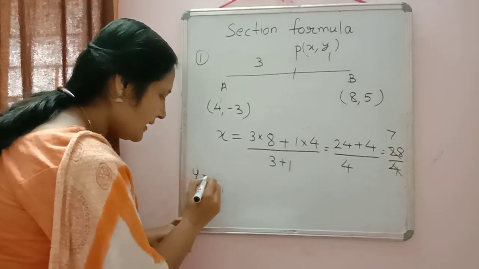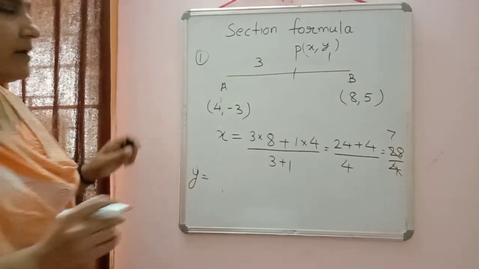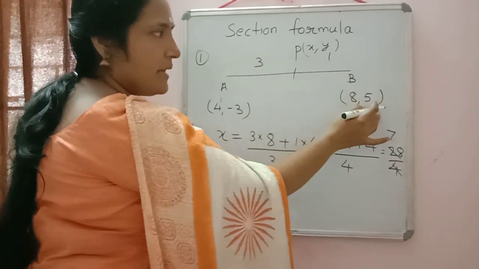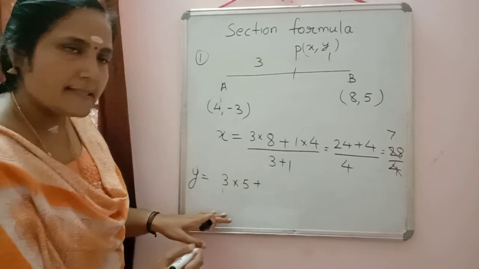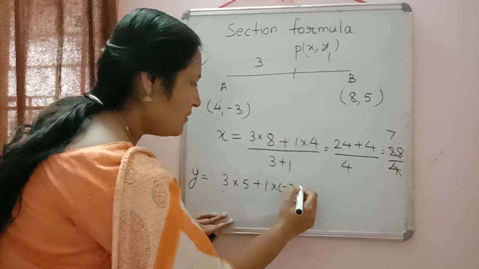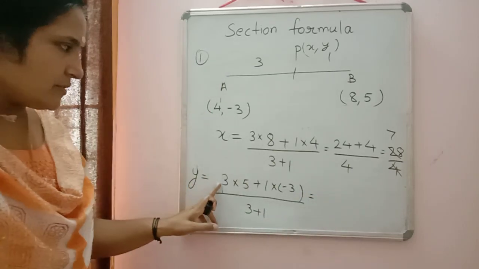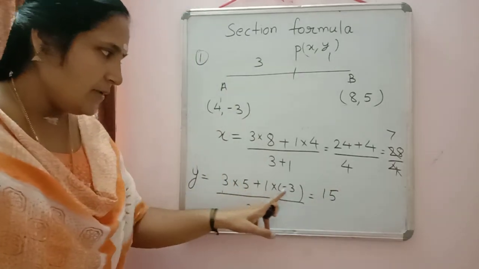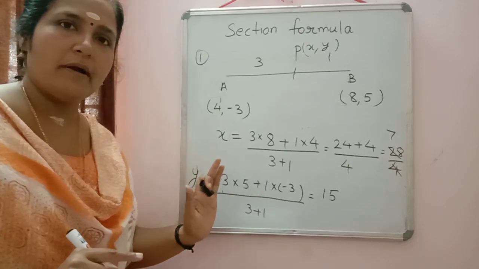Similarly, we will check what will be the y coordinate of the point P. For the y coordinate, again we will multiply the opposite y coordinates. 3 will be multiplied by 5. So it will be equal to 3 into 5 plus 1 into minus 3, by m1 plus m2. So 3 into 5 will be equal to 15. 1 into minus 3 will be equal to minus 3. And positive into negative will be equal to negative.